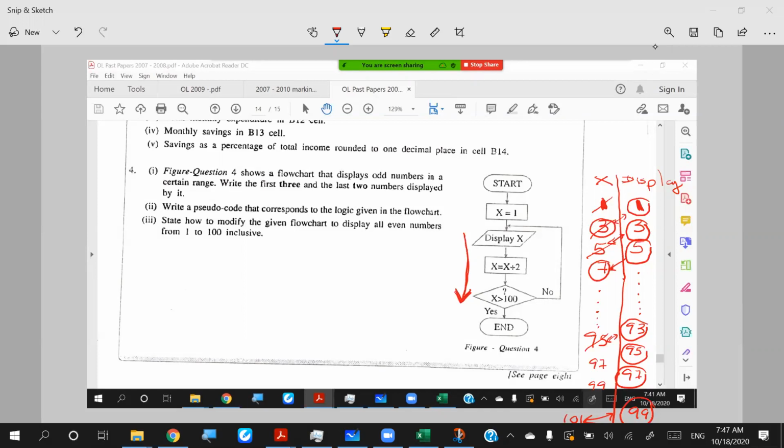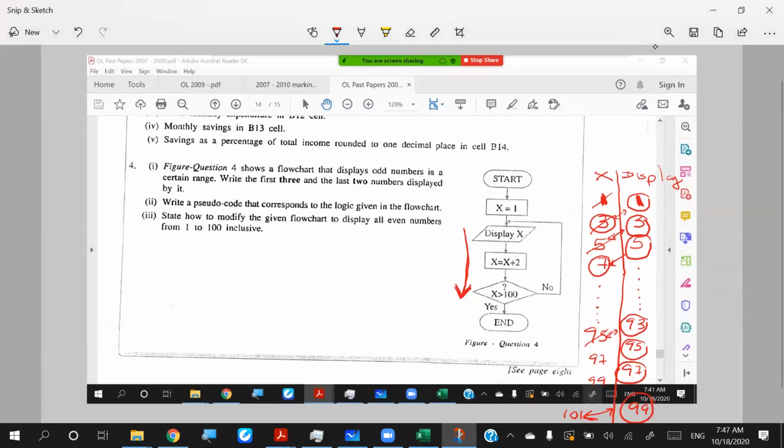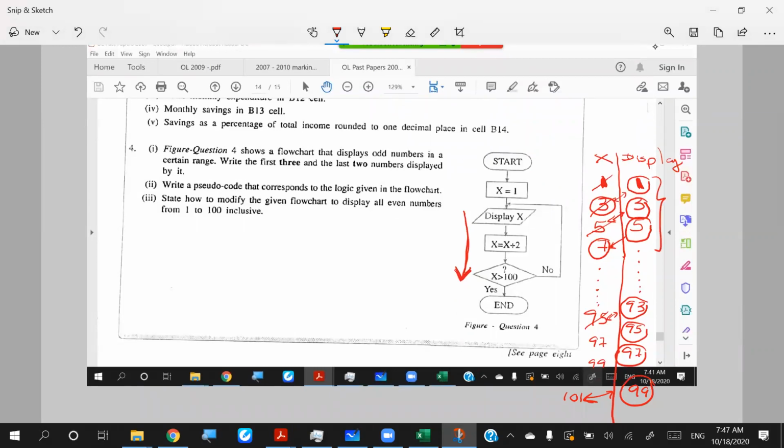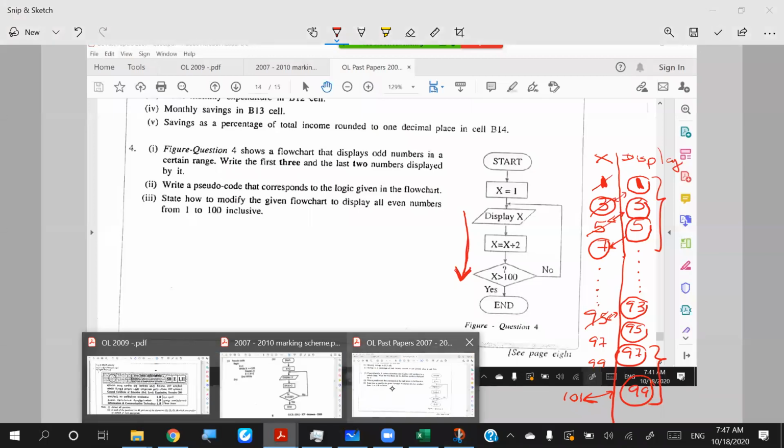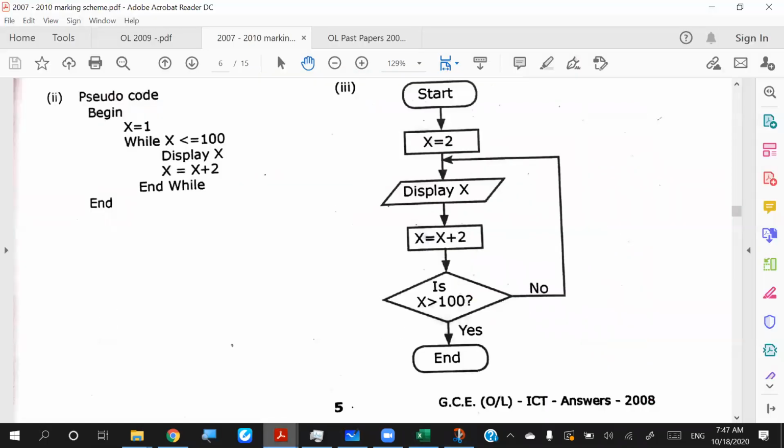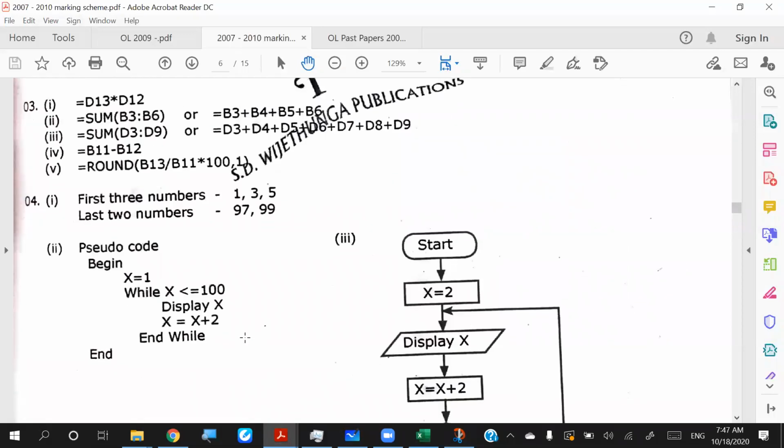So they are asking for the first three values and the last two numbers displayed. So the first three displayed is right over here, which is 1, 3, and 5. Last two displayed is right over here, 97 and 99, right? So how does the marking scheme say? Yeah, so marking scheme has the same numbers. 1, 3, 5 display as the first three numbers, and the last two display as 97 and 99, right?